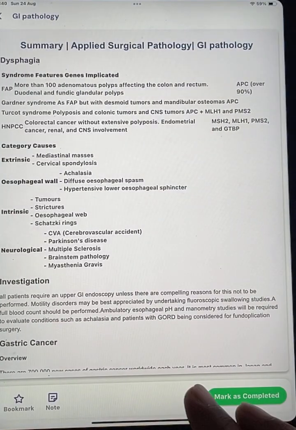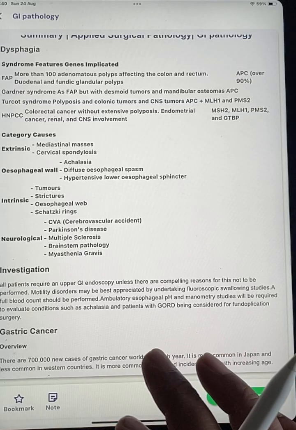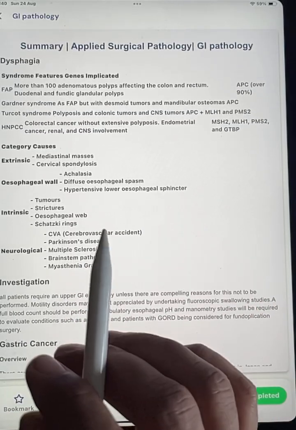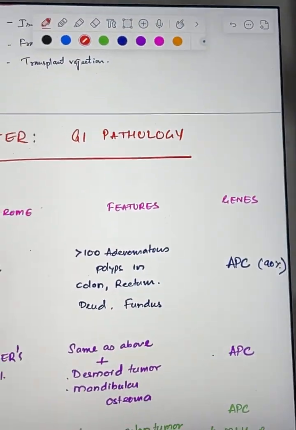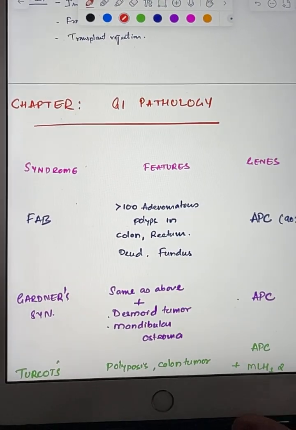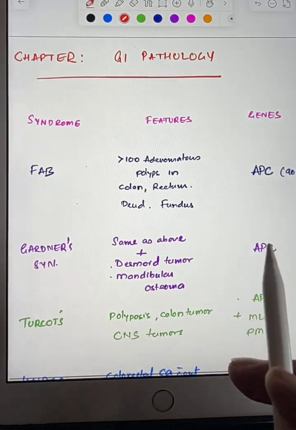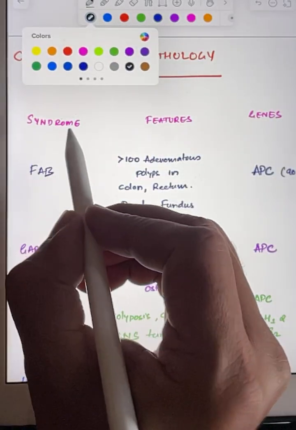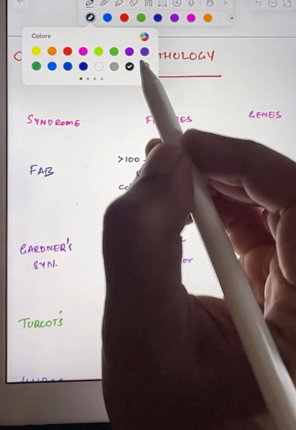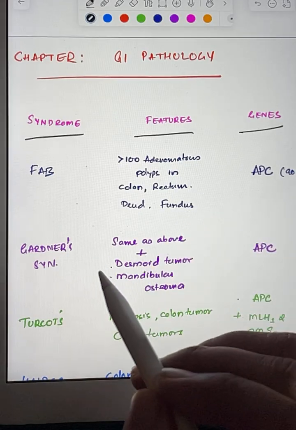Now let's go to GI pathology. Syndromes which have genes implicated. Here are the syndromes where specific genes cause specific syndromes in the GI tract. The first column is the syndrome, then the features, and then the genes.